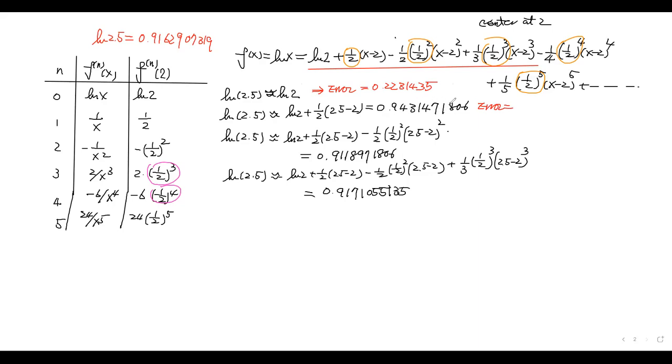I just use 9431 minus natural log 2.5. Well, the error is getting a lot smaller. It's 0.0268564. Now let's take a look at this term, the error terms here.